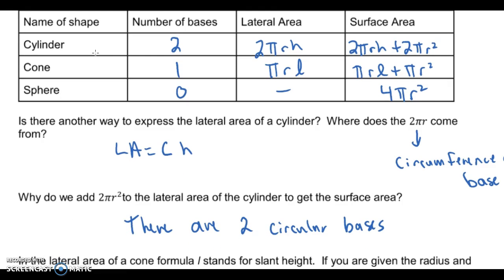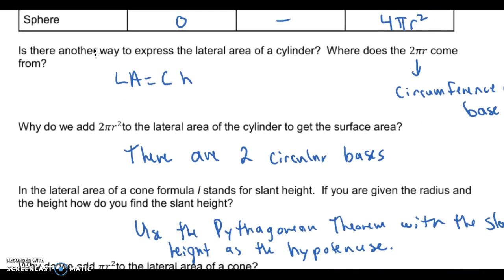So is there another way to express the lateral area of a cylinder? We've already talked about the fact that the dimensions of the rectangle are your circumference times your height. So if we want to, we can describe the lateral area as circumference times height. Again, circumference of the base. Where do we add 2 pi r squared? Because there are two circular bases.